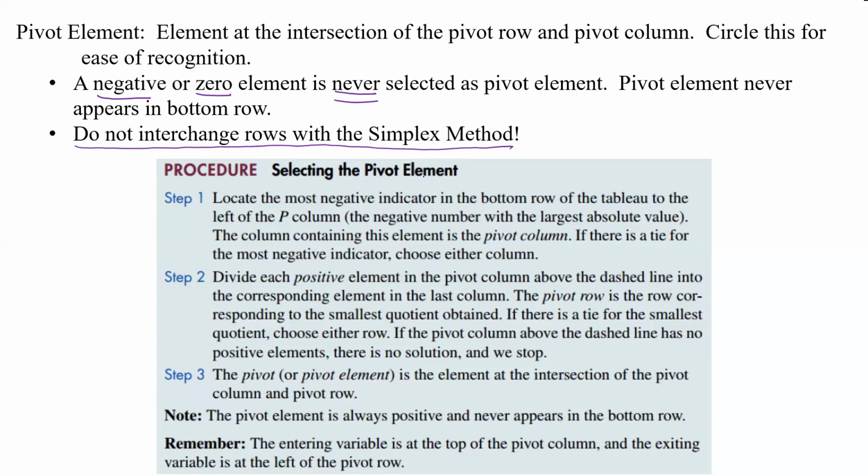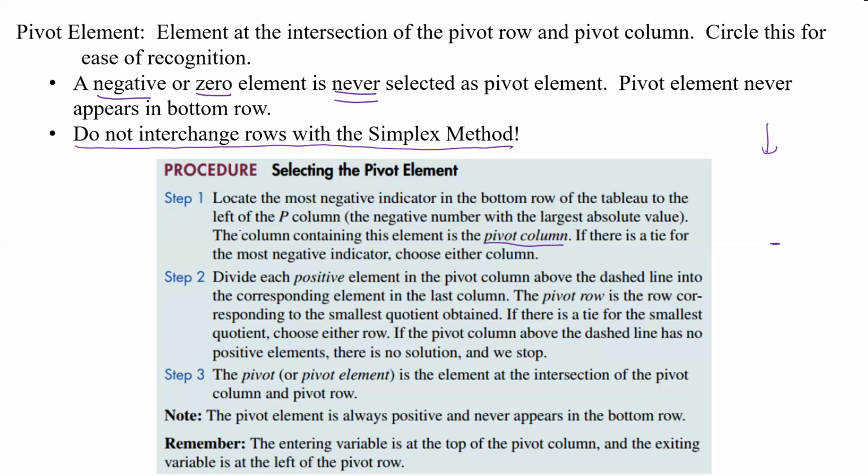All right, so how to select the pivot element. I've kind of talked about it a little bit, but we're going to go through the details. So we're going to locate the most negative indicator in the bottom row of the tableau to the left of the P column. Basically the negative number with the largest absolute value. And so the column containing this element is the pivot column. That's going to be the column we're going to pivot on. So whichever one has the largest number at the bottom, that's going to be the column. And if there's a tie for the most negative, you can choose either one.